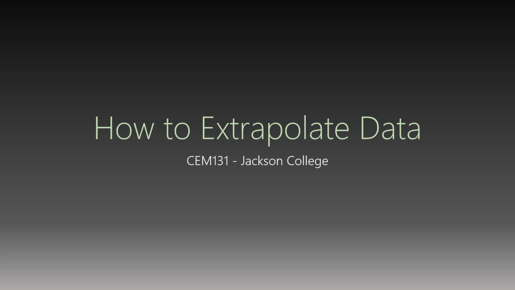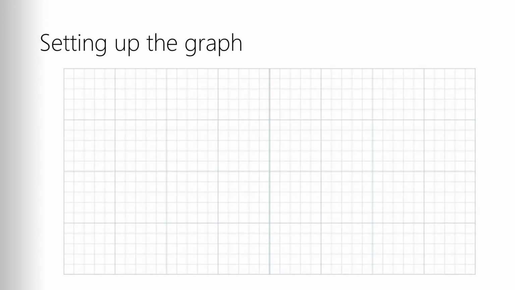This is a short video to help you do the extrapolation of data in Lab Report 2 when trying to determine absolute zero. So the first thing about setting up our graph is we're going to need a very long x-axis. So we're going to turn our graph paper sideways and make the long end of the paper the x-axis and make the short end of the paper the y-axis.